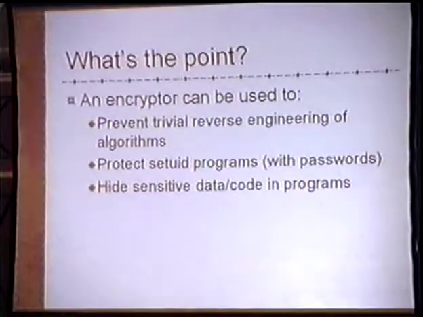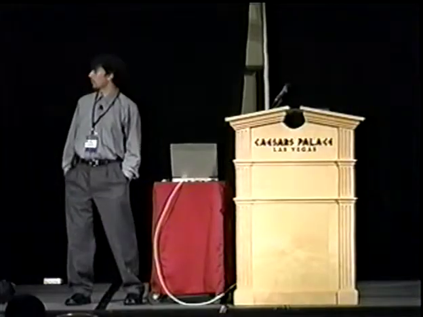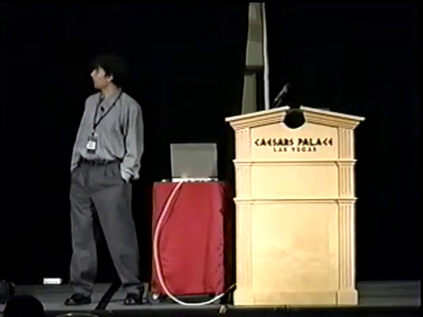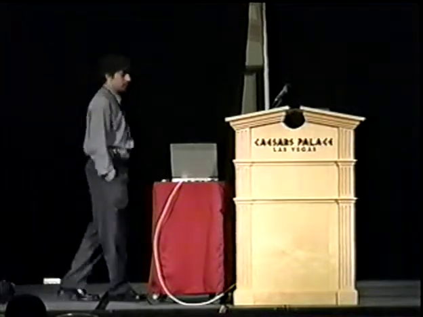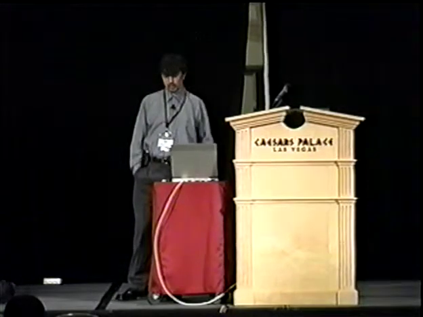What's really the point of runtime binary encryption? It's good for several things. You can prevent the trivial reverse engineering of algorithms in your programs, or the content of the program. So if you have some really great piece of software and you're releasing it to the public, but you don't want the internal details of that software to show up in other programs or people to steal them, you can use a runtime binary encryptor to obfuscate the code within your program. From an administration standpoint, you can protect set UID programs with passwords. So it's just an extra layer of security there. And yeah, hide sensitive data or code in your programs.